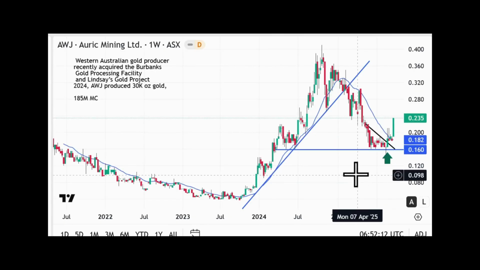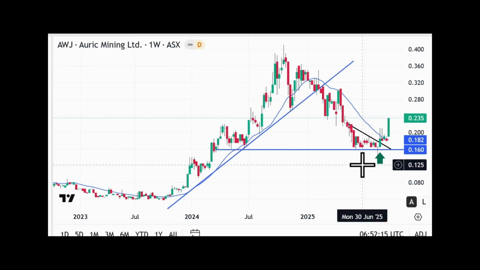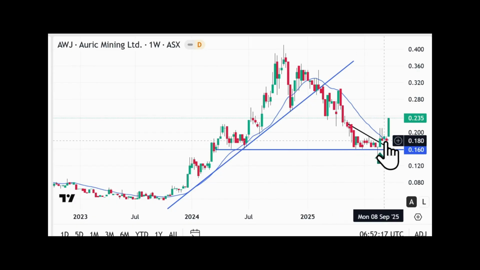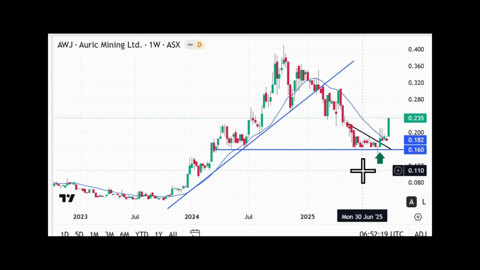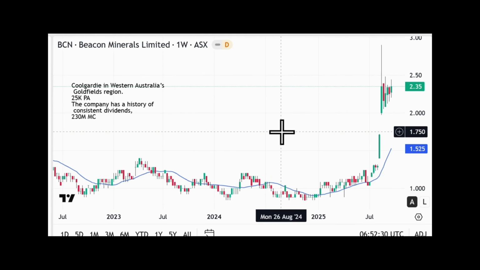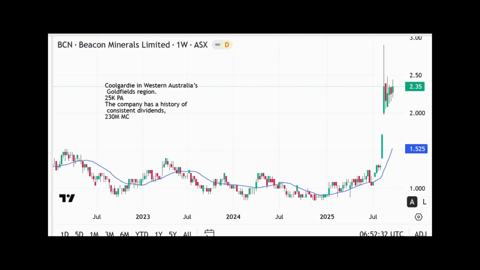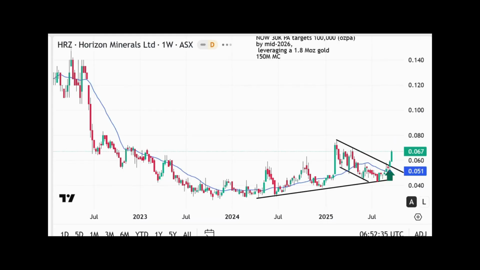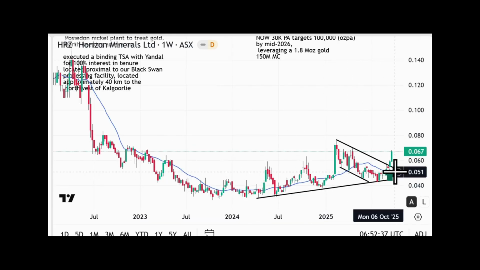Okay, so now onto the small producers. So I was waiting for this one to happen. Auric. See that consolidation, consolidation, consolidation. Bang. Anyway. Beacon Minerals. Well, they're consolidating very nicely. Horizon. Yeah, giddy up there.